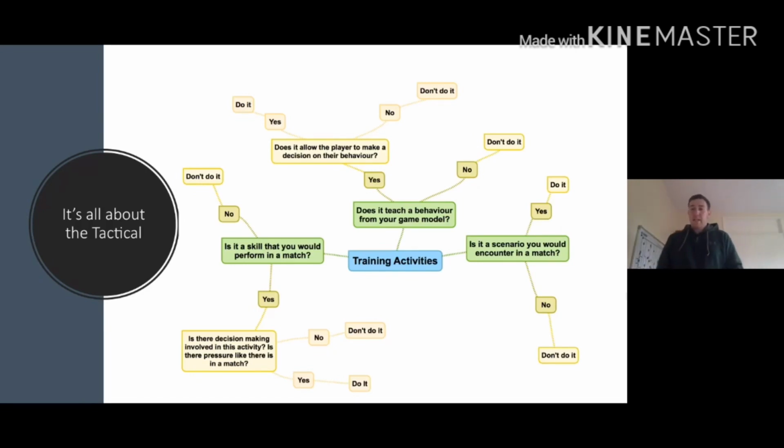And the final one then is match scenarios. Again, if you don't do it in a match, then don't do it in training. There's no point in coaching that, because it's not coaching the decisions that you're going to need in a match. If it is, then yeah, of course, do it. An example of this, a common one that I would see going wrong, is backs and forwards.